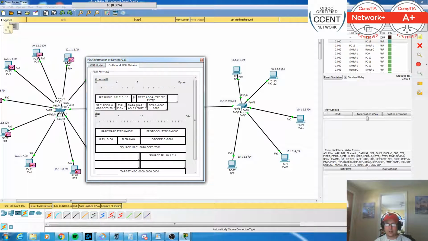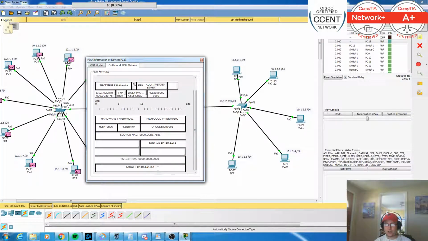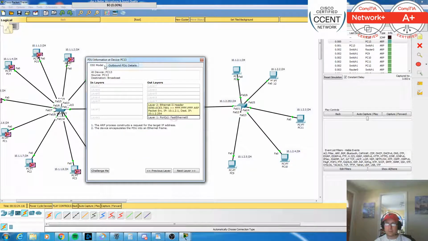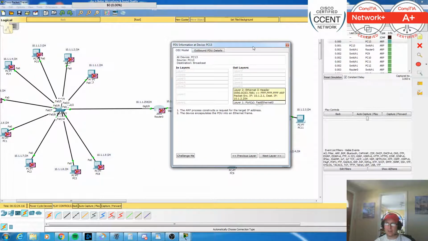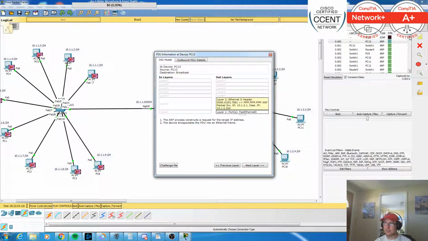So if we look at the header here, you can see the destination here is a broadcast address, all F's. But notice that the target IP address doesn't change. Now, once it gets over here, let's say we go back over here to the router. Notice layer 3 is there, but layer 2 is not made. That's why ARP is there. It doesn't know how to get to layer 2 yet.